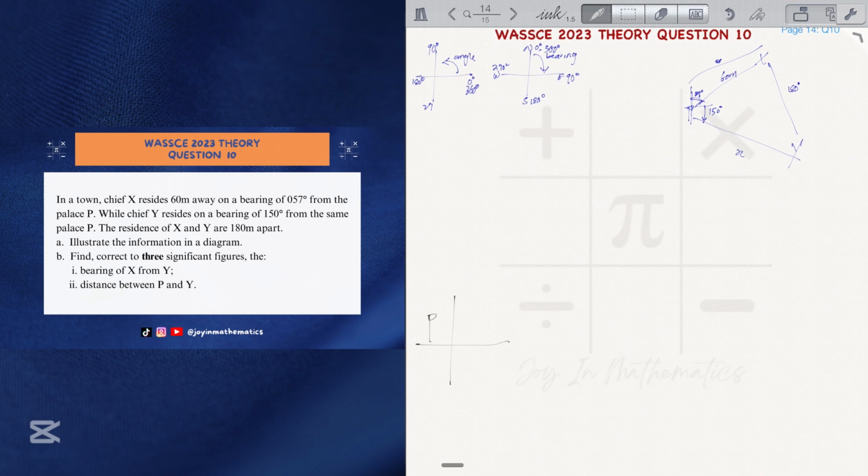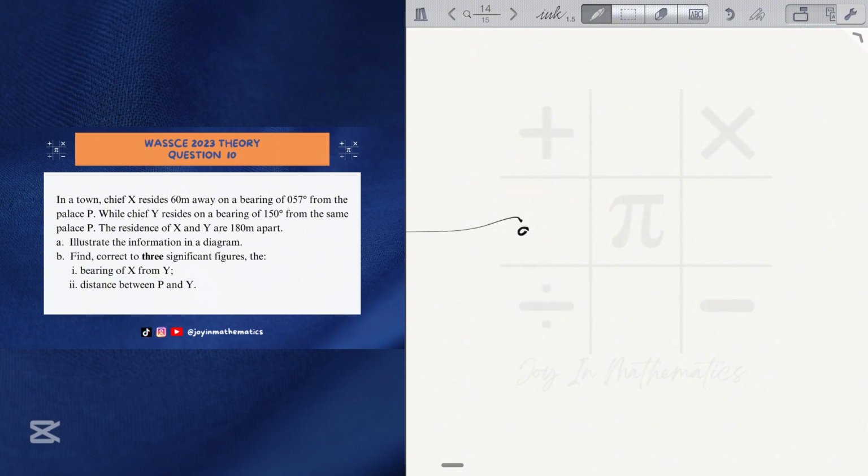Now the first line of the question says Chief X resides 50 meters away on a bearing of 57 degrees. Now 57 degrees is between 0 degrees and 90 degrees, and just write a very small 0 degrees and 90 degrees. So we can say that 57 degrees, let's use anything that concerns Chief X in blue, is going to be about here. So we are saying that the angle from here to here is 57 degrees. So let's extend as needed to this point, and we'll call this Chief X.